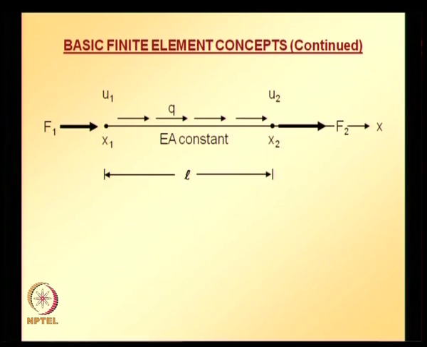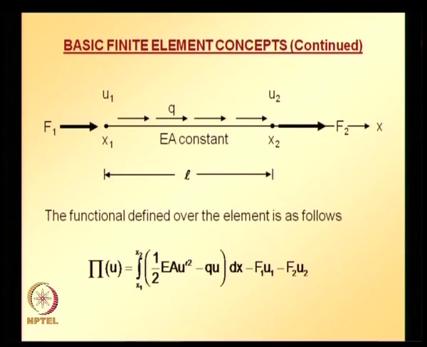So now if you see this element, actually you have two point loads applied. If you want to write the potential energy functional or equivalent variational functional, it looks like this. If you compare this equation with the previous equation for the bar fixed at one end, you had only one f times u term there, whereas here you have f1 times u1 and f2 times u2, because you have point loads applied at both ends, 1 and 2. The rest of the portion is similar to what you already have.